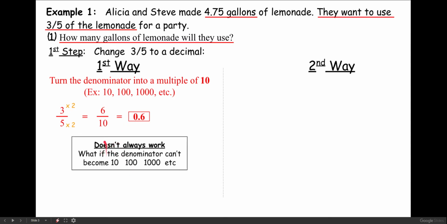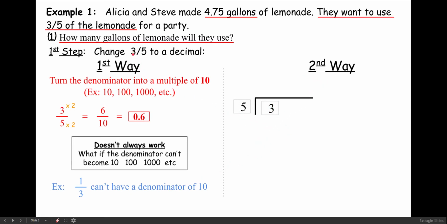The problem is that this method will not always work if the denominator can't become 10 or 100 or 1,000. For example, 1/3 cannot have a denominator of 10. You can multiply 3 by 3 and you'll get 9, or 3 by 4 you'll get 12, but you just won't get a denominator that's a multiple of 10. So this won't always work, but our second way will always work.